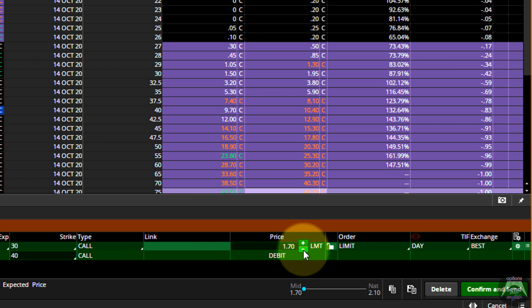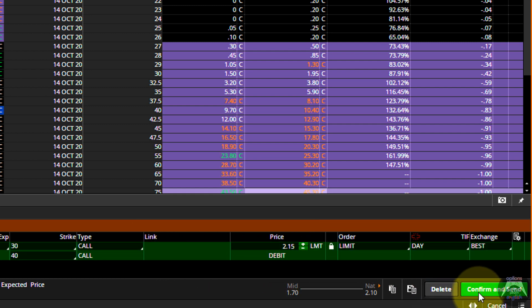So in this case, just to make sure that I get a fill, I'm going to reduce the amount that I'm willing to pay. Actually, I have to increase it, don't I? Okay, so I'm going to go $2 to 10. I'm going to pay the natural $2.15 just to make sure that I get a fill.